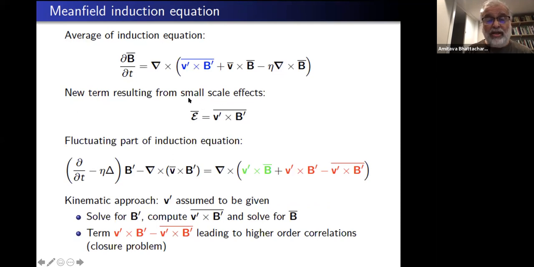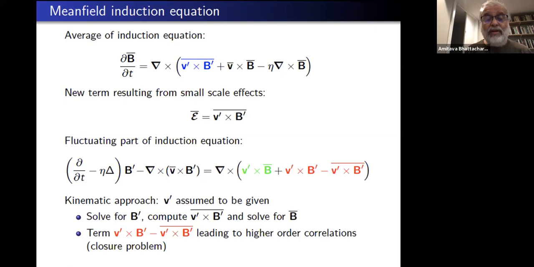But what have you done? You have generated by small scale effects a turbulent electric field. It's called a dynamo field, which is the beating effect of the fluctuations V prime cross B prime, which now shows up in the problem. Now we don't know what this E actually is. Hopefully, theory will tell us how to calculate it, and that's what we are about to do, okay?